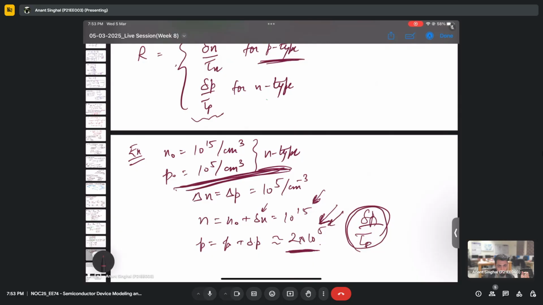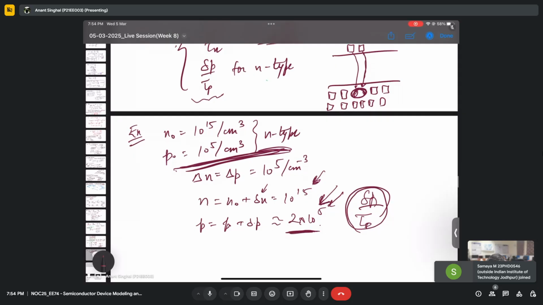The recombination is happening for the minority charge carriers. If it is n type, it's p. If you remember this diagram, once holes are getting created and electrons are here, recombination is happening. The minority carriers here are holes. So the recombination, due to the loss of energy, is happening in the holes only. That is what I'm trying to emphasize.